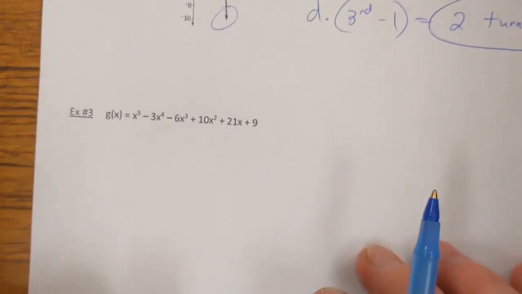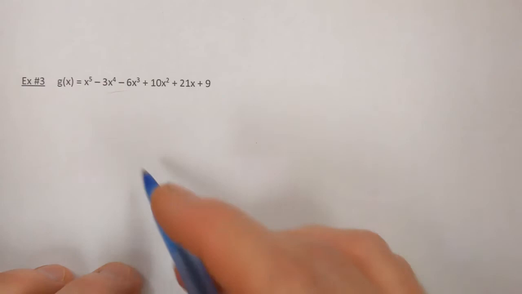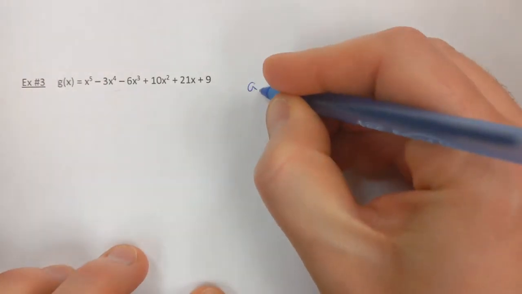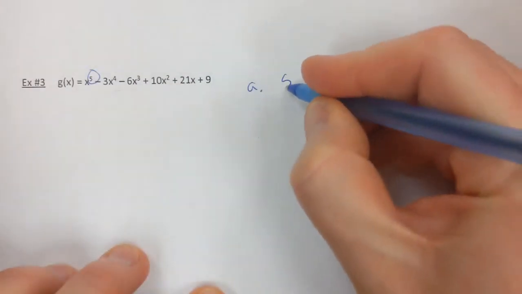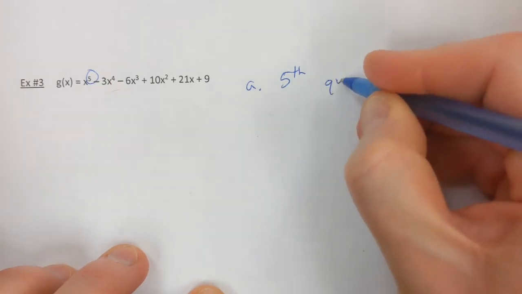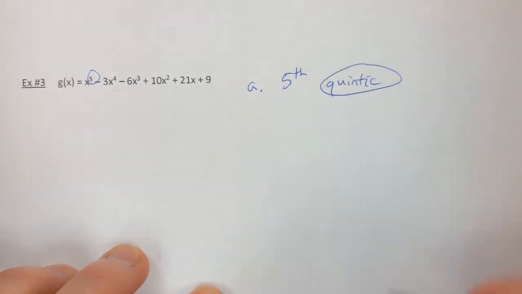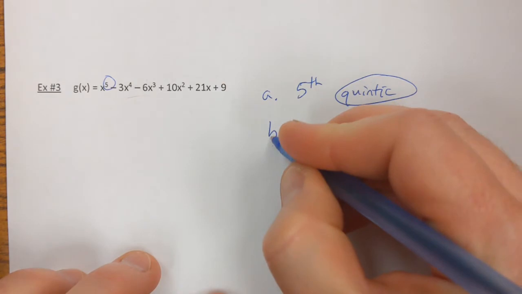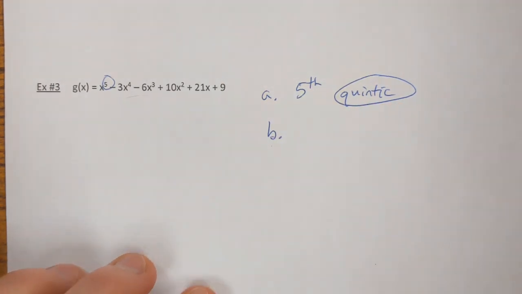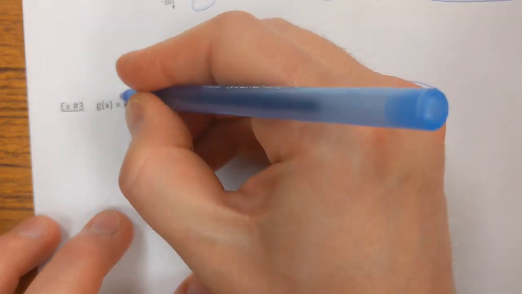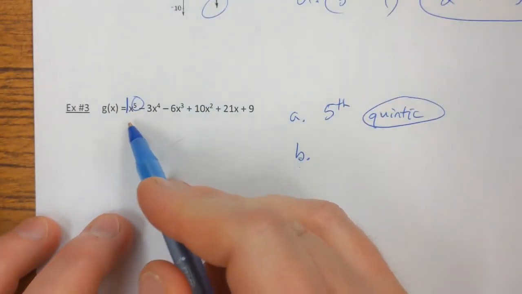All right, last example we'll look at. Okay, so here we have another one that's just a function. Okay, so the degree, this is a 5th degree, or you could say quintic. Part B says, what's the end behavior going to be? Well, here, the leading coefficient is positive. You can imagine there being a positive 1 here.